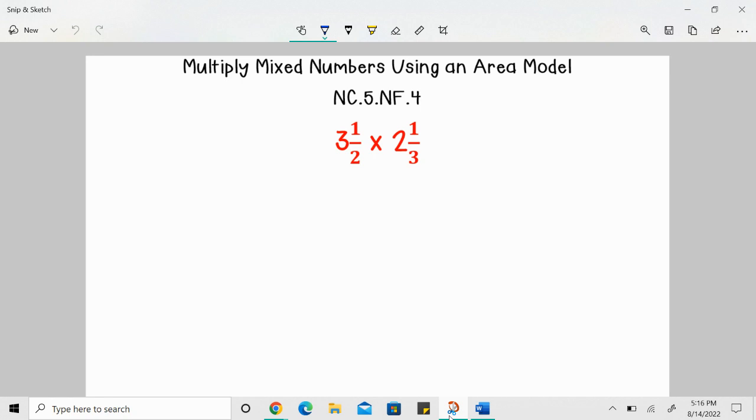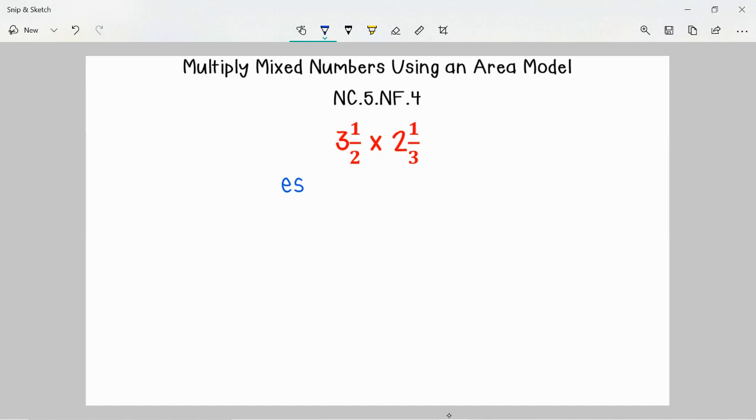Here we'll look at multiplying 3 and 1/2 times 2 and 1/3. Before we begin to solve, we will estimate so that we can check the reasonableness of our actual answer. So I know 3 and 1/2, I could say that's close to 4 wholes. And 2 and 1/3 is close to 2. And so we could expect that our answer will be close to 8.